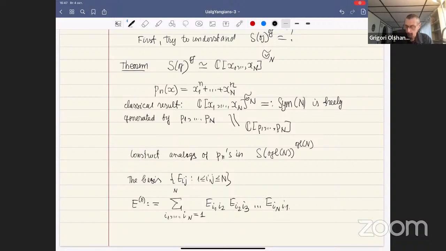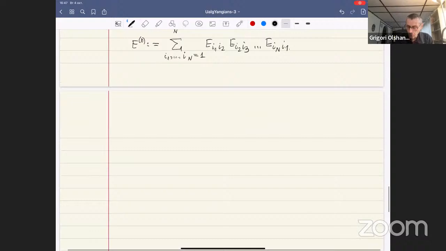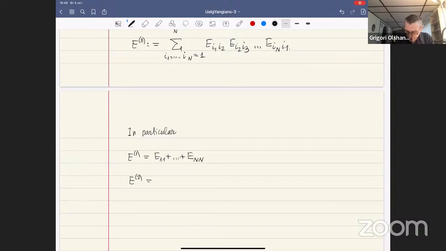This is the definition. So in particular, what we have: the first element is just the sum of diagonal matrix units. The second can be written as a sum over i and j.